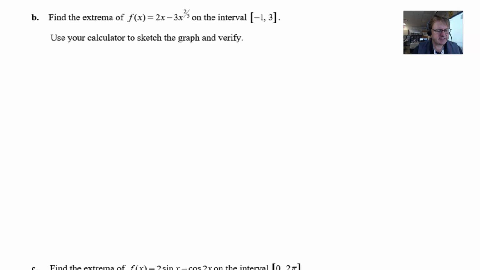So let's take a look at our example B. Find the extrema of f of x equals 2x minus 3x to the 2/3 on the closed interval -1, 3. So we're going to start with our derivative. f prime of x is 2 minus, okay, now here 3 times 2/3, that would be 6/3, which is going to leave us with a 2.